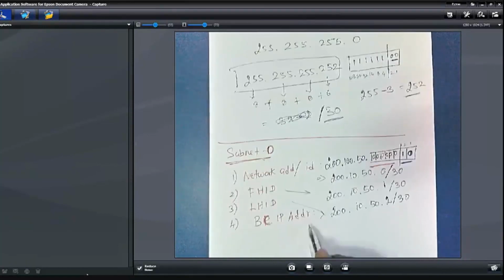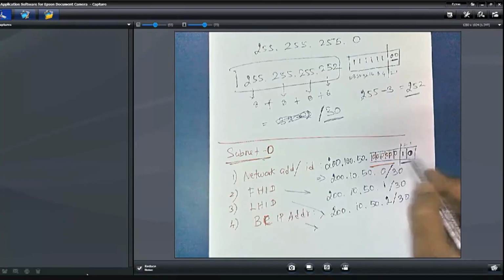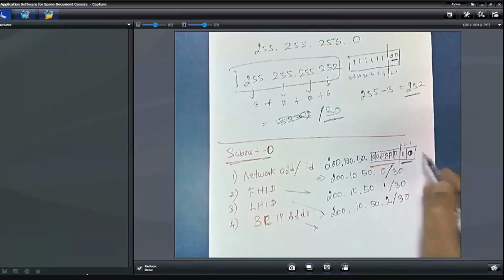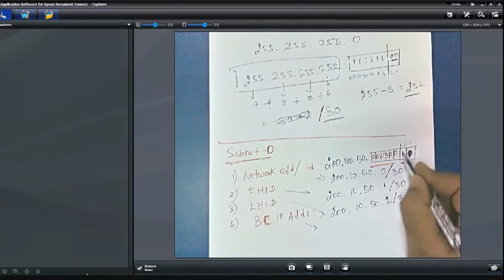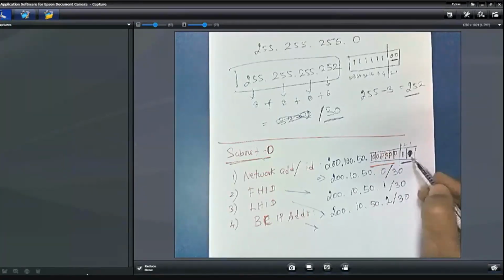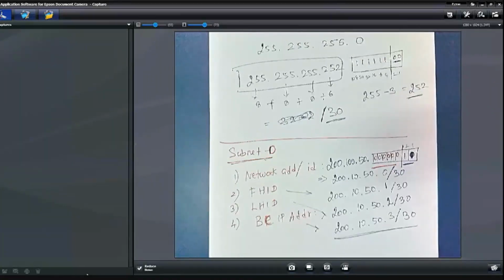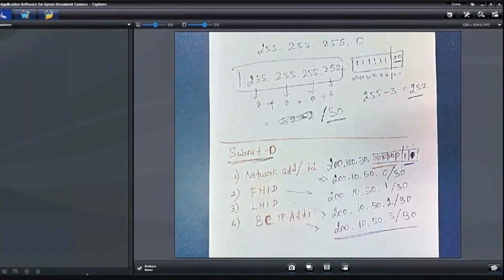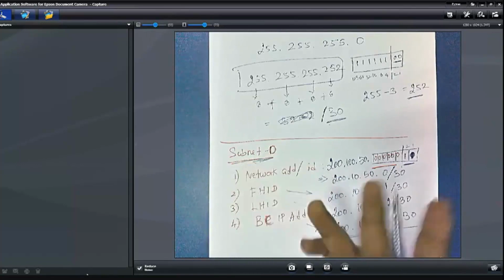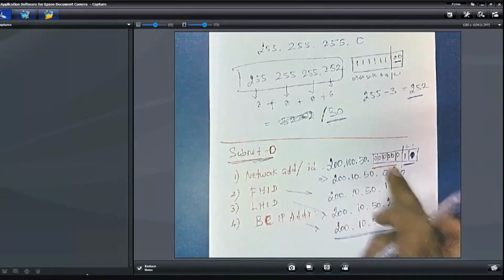Then, what is the broadcast IP address? The broadcast IP address means make everything 1 in the host part. So I make everything 1. 1 means this is 2 plus 1, this is 3. So 200.100.50.3 is going to be the broadcast IP address for this subnet. So this is for subnet 0. If you make it as 1 also, there is nothing wrong.